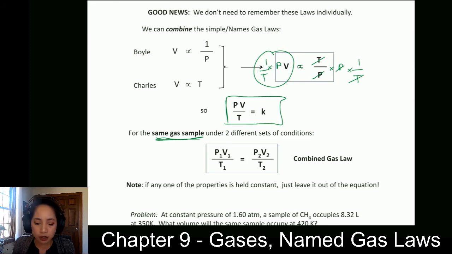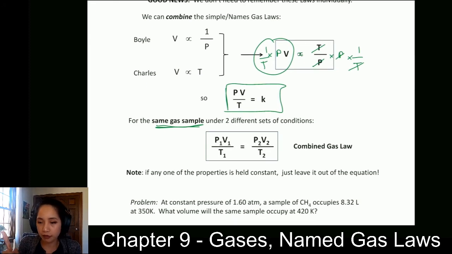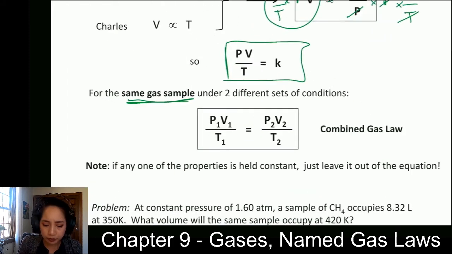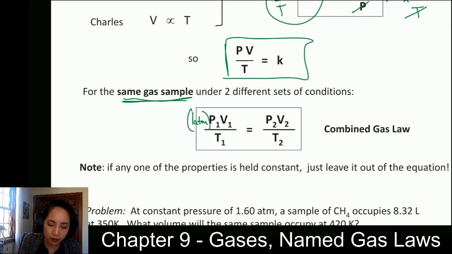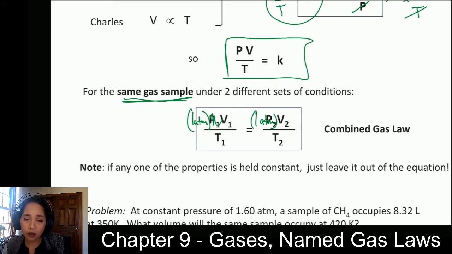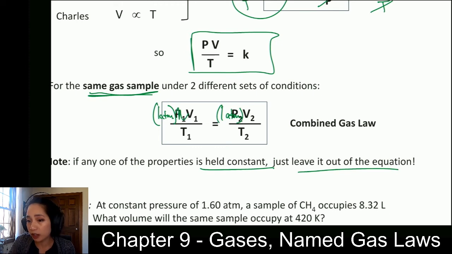So how you derive one of the named gas laws is if one of the properties is held constant, then you can just leave that out of the equation. I mean, you can include that in the equation, but you don't have to. So for example, if pressure in both your first condition and your second condition that you're changing to is 1 atm, right? So pressure is just 1 atm. You see that since it exists on both sides of the equation, you can just cancel those two values out. So that's how you derive one of the named equations from the combined gas law. If it's held constant, then just cancel that property out of the equation.